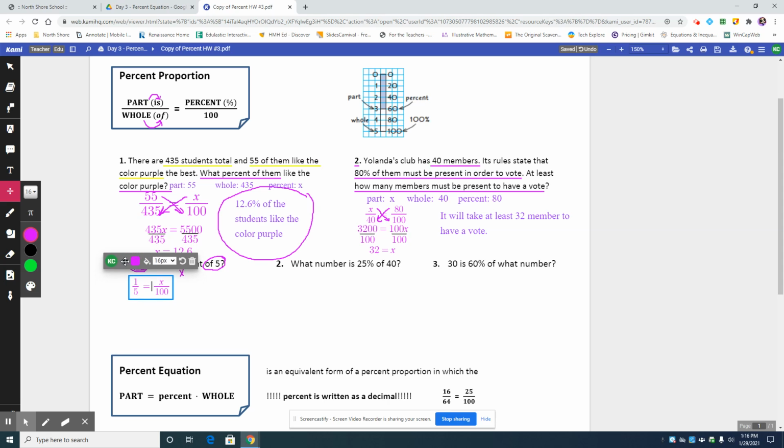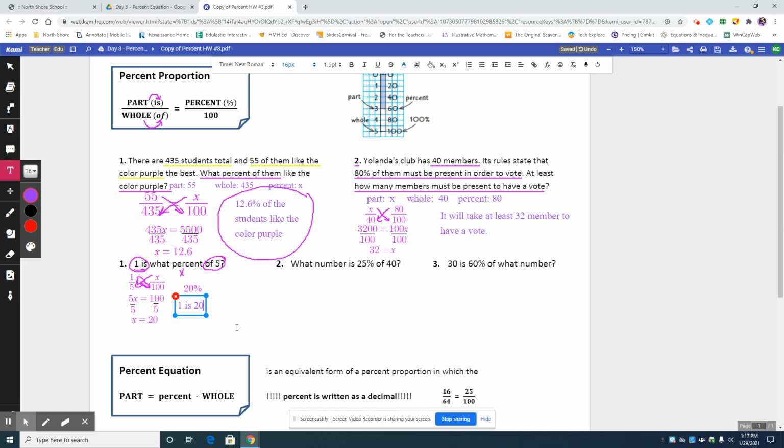Go ahead and cross multiply and solve. Pause the video and see if your work matches mine. All right, check your cross multiplication. Hopefully you got x equal to 20, but the key here is we're looking for percent, so you need to know that it represents 20%. If you were looking for a target statement, you could say something like 1 is 20% of 5. Perfect.